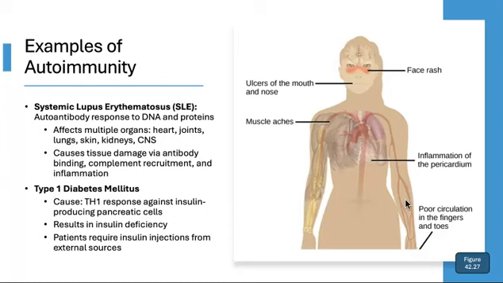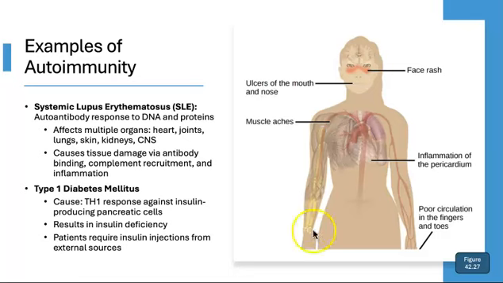Another autoimmune disease is known as lupus, or its full name is systemic lupus erythematosus. And this is when we have autoantibodies that respond to DNA and proteins. So you can imagine the slew of symptoms that we can have because we have these substances all throughout our body, and it is going to affect, for example, our heart, our joints, lungs, skin, kidneys, and our central nervous system. It essentially causes tissue damage by antibody binding, our complement proteins are recruited, and inflammation takes place.